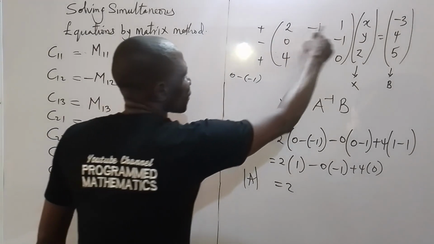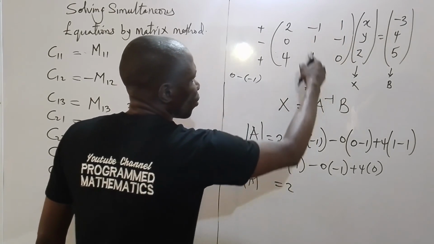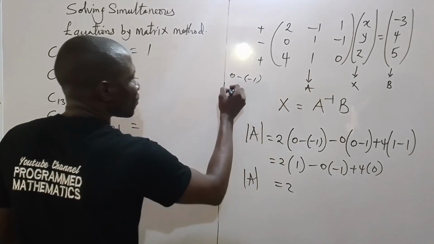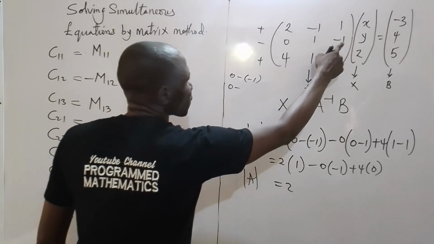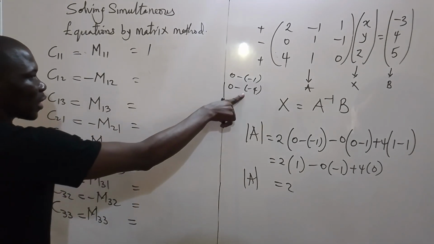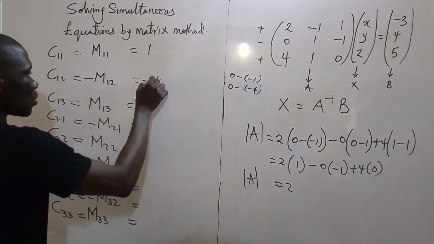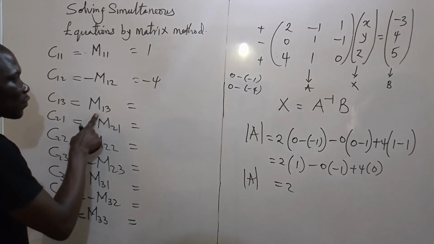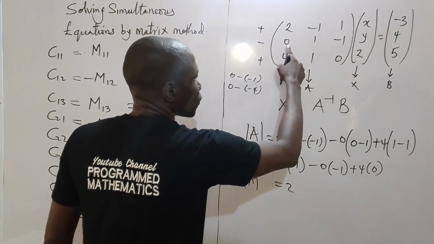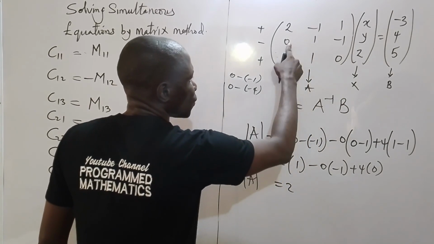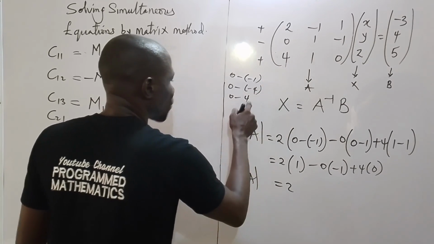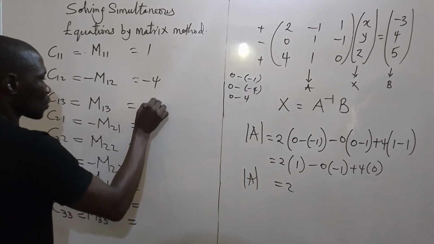M12, first row, second column. 0 times 0 is 0. So we have 0 minus 4 times minus 1 is minus 4. So that will give us 4 here. But there's a minus here, so this is minus 4. M13 is first row, third column. 0 times 1 is 0 minus 4 times 1 is 4. This is minus 4, so this will give us minus 4.